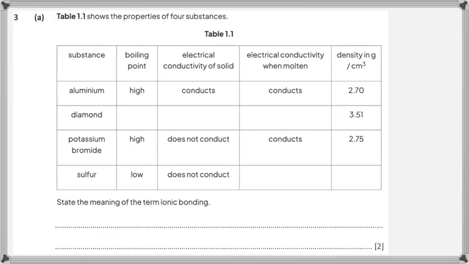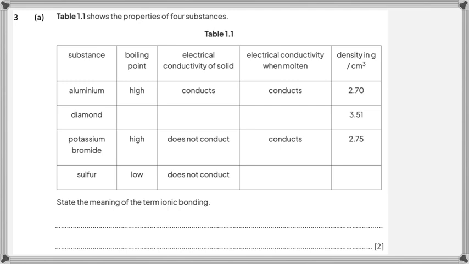Now for number 3, we have Table 1.1, which shows the properties of 4 substances. So we have the substances aluminum, diamond, potassium bromide, and sulfur. Its boiling point, electrical conductivity when it is solid, electrical conductivity when it's molten, and its density are given. Each and every substance is given.